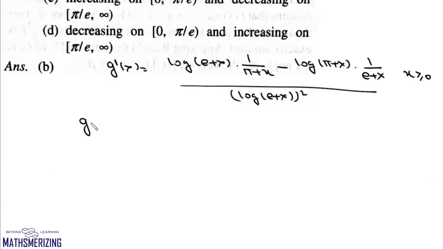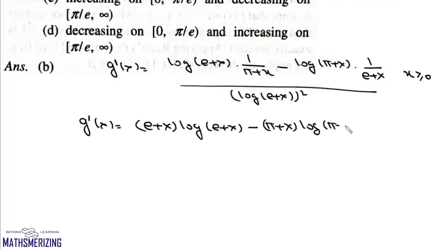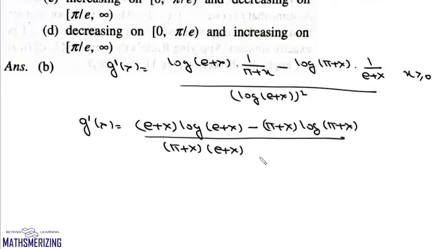Now we can write this g dash x as e plus x log e plus x minus pi plus x log pi plus x upon pi plus x into e plus x log e plus x whole square. Now pi plus x is positive, e plus x is positive, and this square is also positive for x greater than or equal to 0.